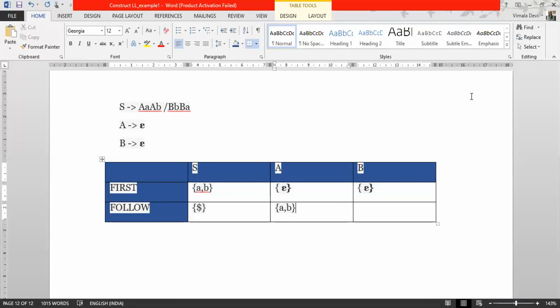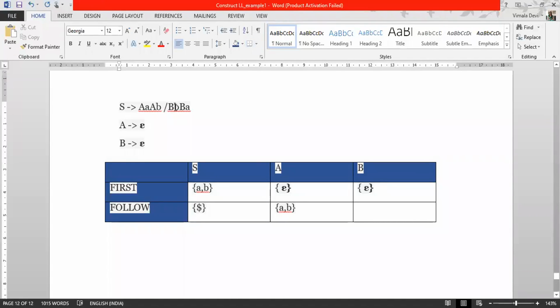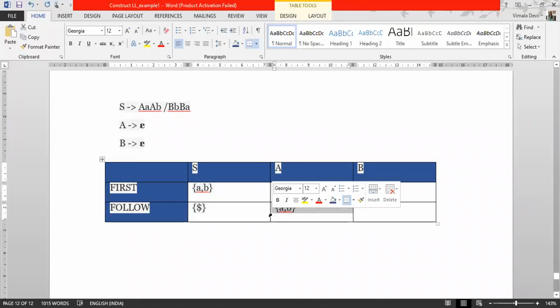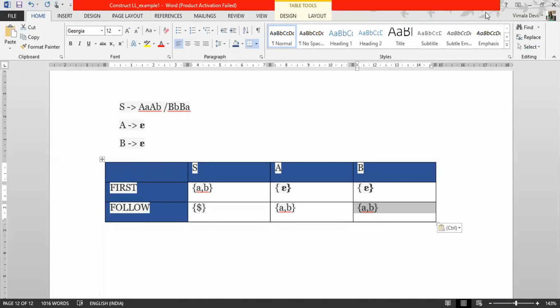Similarly, try to compute follow of B also. When you compute follow of B, you have to consider this rule, BA. After the first B, there is a terminal symbol b. After the second B, there is also a terminal symbol a. So follow of B is the same as follow of A, in fact. So let me copy and paste it. Whether it is B comma A or A comma B, it is one and the same.